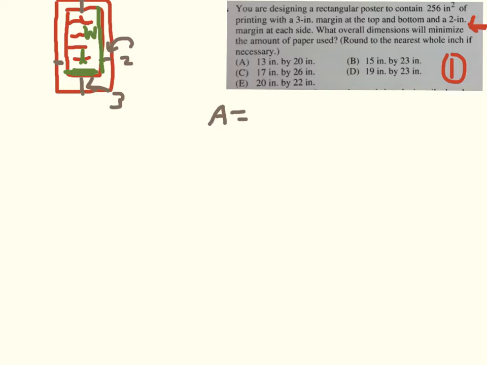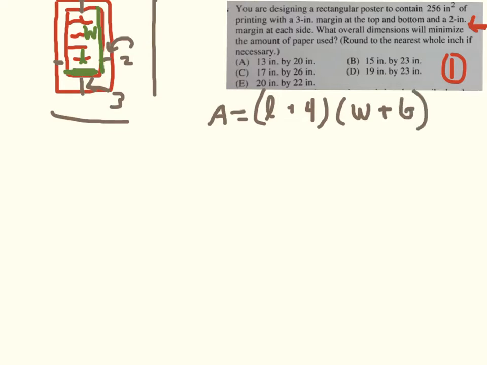But then the area of my entire paper is going to be the L side, that little green side on the bottom there, and then you got to add the 2 and 2 to get 4. You multiply that because it's length of the whole thing times width of the whole thing, and the width is going to be that W plus the top 3 and the bottom 3 is plus 6.